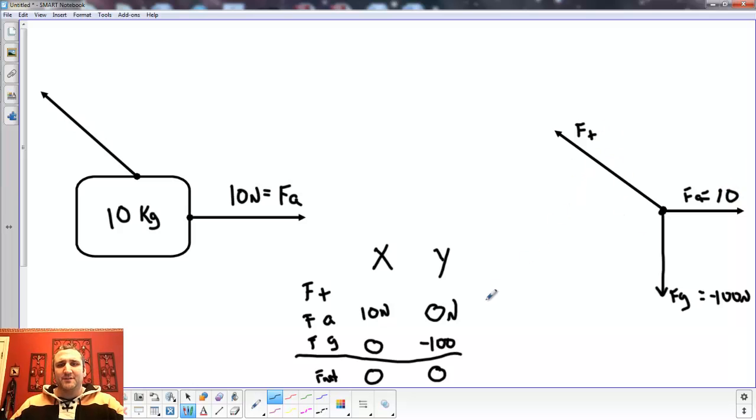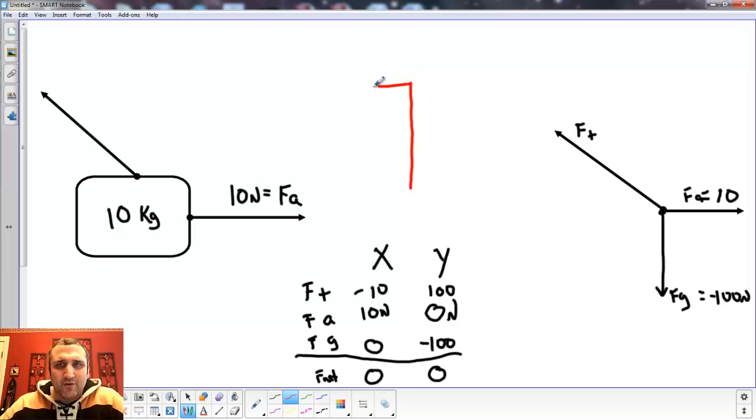So now we've got to figure out what this tension is going to be. And math of math, what plus 10 plus 0 equals 0? Negative 10. What plus 0 plus negative 100 equals 0? Positive 100. So now we've got a triangle that's going to go 100 up and 10 over, which is what, there's your tension, T. Something that's 100 and 10. Can we do a squared plus b squared equals c squared?